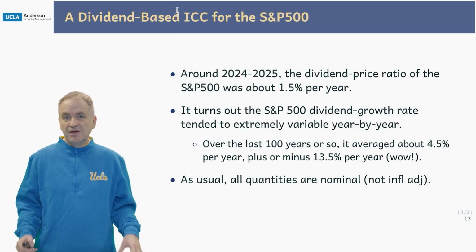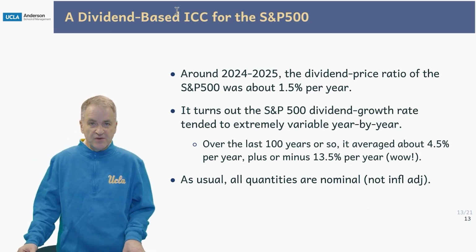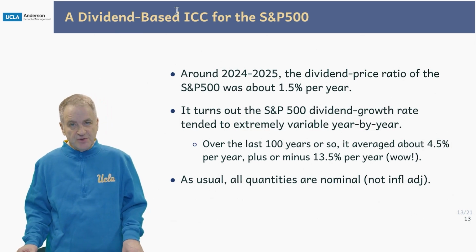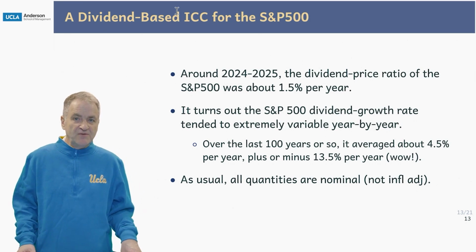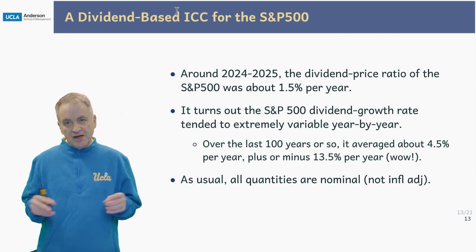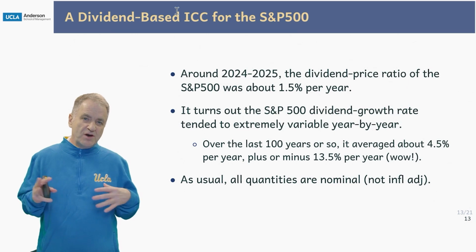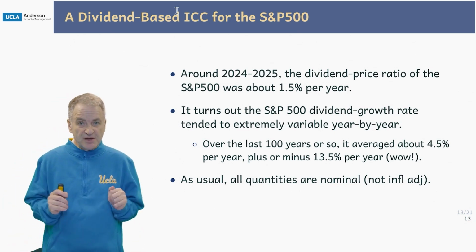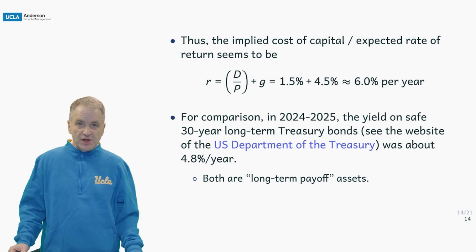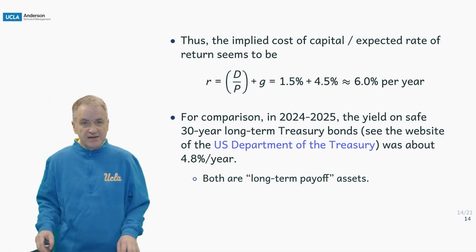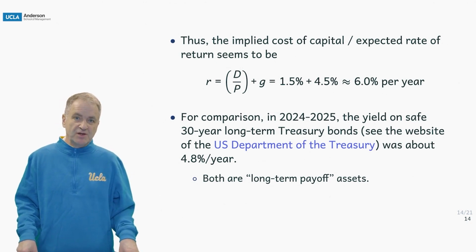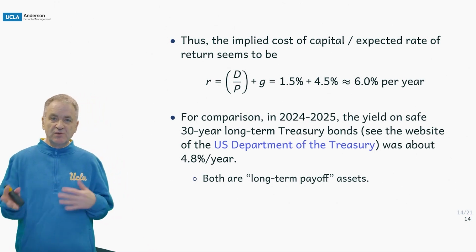Look it up. In history, around this time, the dividend price ratio of the S&P 500 was about 1.5% per year. It turns out that the second input that we need, the dividend growth rate, tended to be extremely variable year by year. Over the last 100 years or so, depending on how you average it, whether you pull in outliers or other things, it probably was about 4.5%, 5% per year. And this is of course nominal, because unless I specify otherwise, all quantities are nominal. Thus, the implied cost of capital, the expected rate of return, seems to be about the dividend price ratio plus the growth rate. So we're talking about 6% per year, maybe 7%, but order of magnitude, this is roughly what this model says.